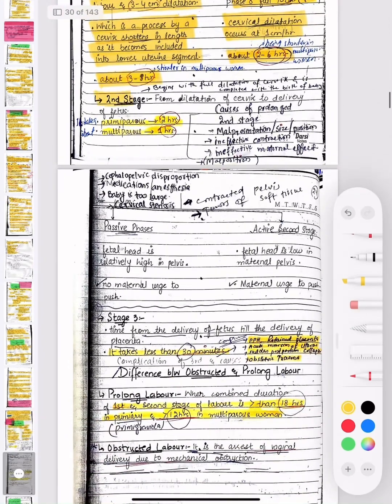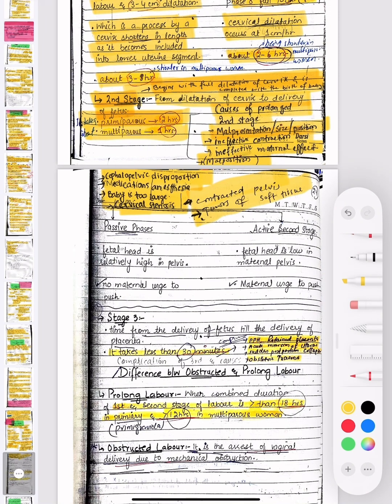Now the second stage of labor begins with full dilatation of the cervix and is completed with the birth of the baby. From dilatation of the cervix to the delivery, in the primiparous it is 2 hours, and in multiparous it is a duration of 1 hour. The causes of prolonged second stage of labor are malpresentation, size or position, ineffective contractions, ineffective maternal effort, and malposition. Also cephalopelvic disproportion, medications, anesthesia, a baby that is too large, contracted pelvis, and tumors of the soft tissue. All these are the causes of the prolonged second stage of labor.